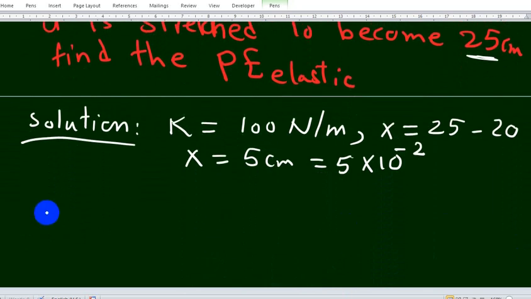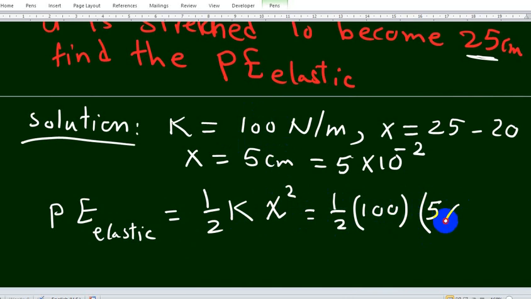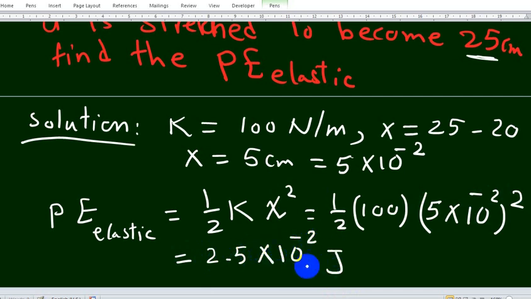So, elastic potential energy equals 1/2 k x squared, equals 1/2 times k, spring constant, equals 100, times x, 5 times 10 power negative 2, squared, equals 2.5 times 10 power negative 1 joule. And this is the elastic potential energy stored in the spring due to stretching it.